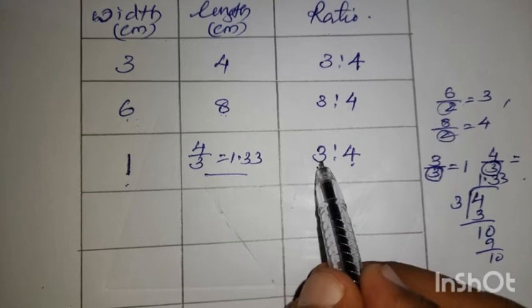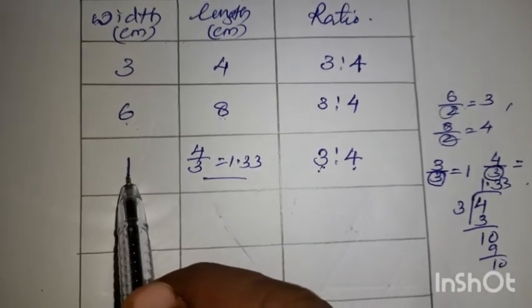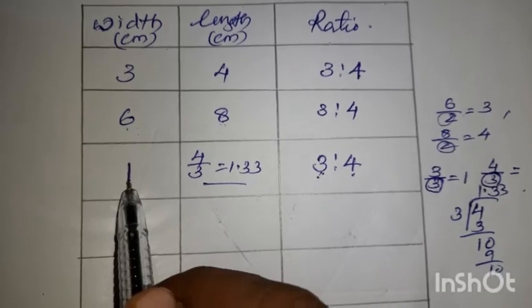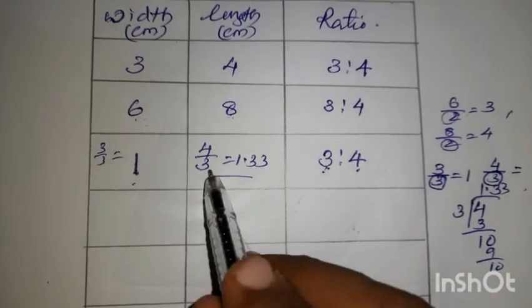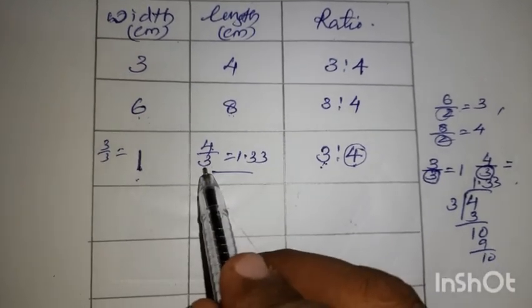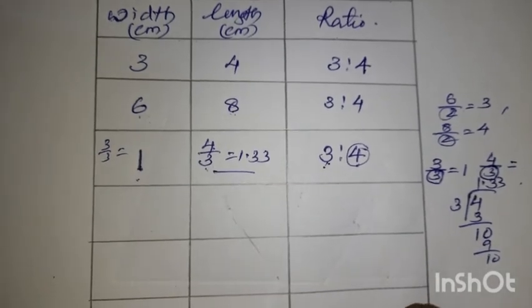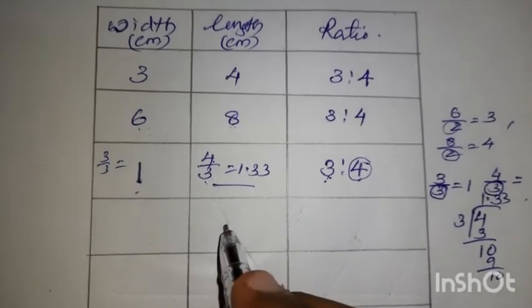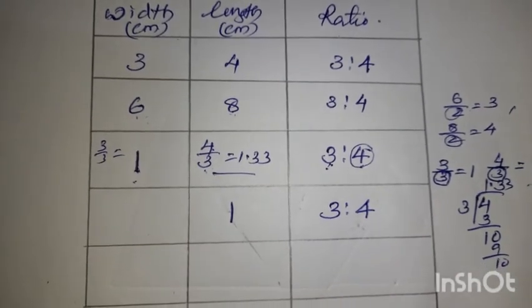The width ratio is 3 and the width is 1, so you have to divide by 3. So 3 by 3 is equal to 1. The same 3 you have to divide the length ratio by also. 4 by 3 is equal to 1.33. Another one: length is 1, the ratio is 3 is to 4.